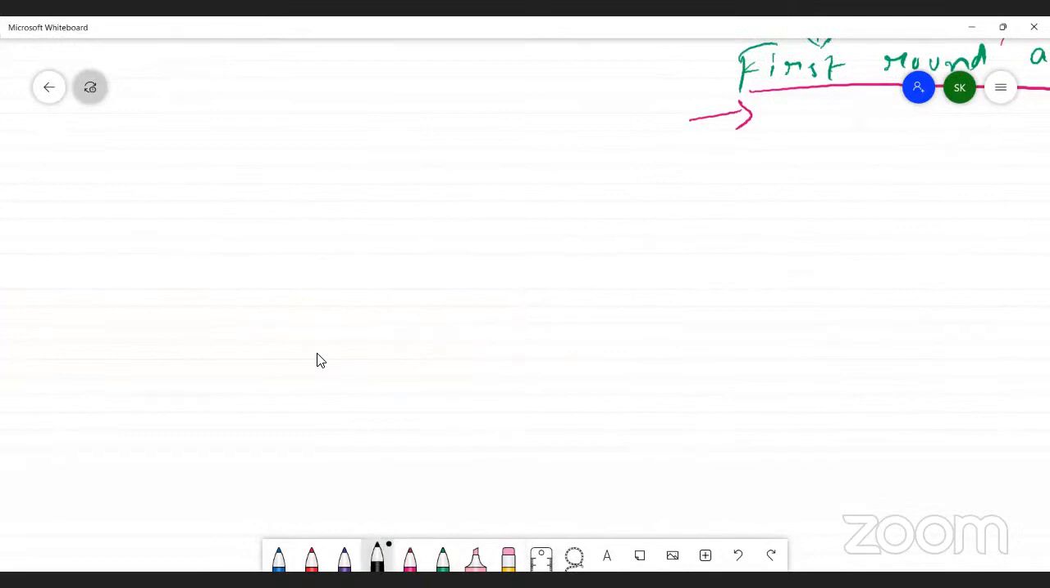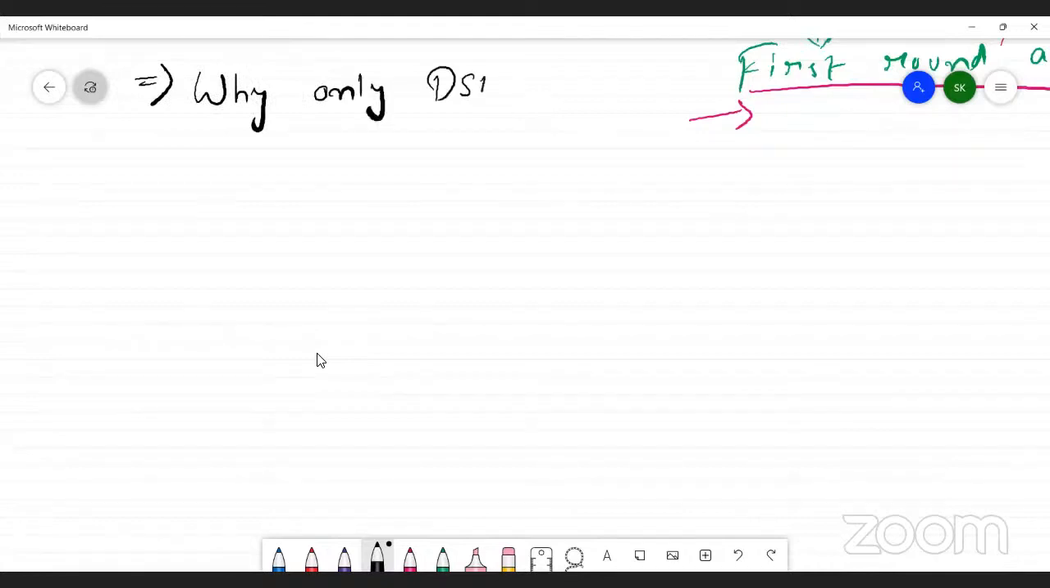Clear. Great. Now, the third question that I'm going to pick here is why only DSA is being asked? Why companies are preferring to ask you DSA in the interview rounds and then only take you into the company. Laksh, I'll answer this question of yours at the end.